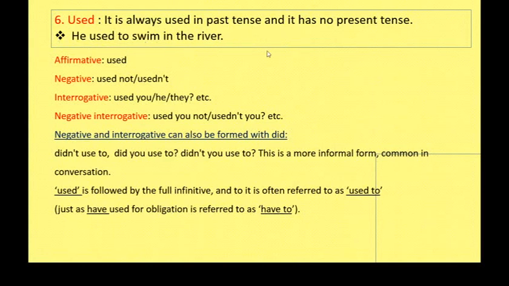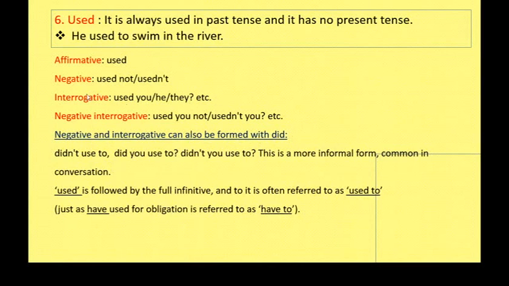He used to swim in the river. Then his past habit of swimming in the river has been expressed here. In affirmative, we use used; negative, used not or usn't; interrogative, used you, he or they; negative interrogative, used you not or usn't you. Negative and interrogative can also be followed with did.